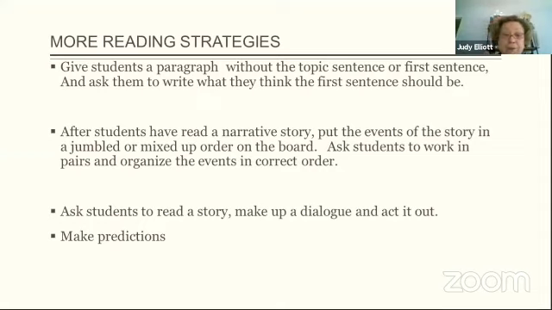Yes, and Solomon Shope made a comment about reading theater, which is a very good idea. You have to have the text and the dialogue. Those books are out there, and you can make a dialogue from a story that's in your textbook as well. Okay, next slide.